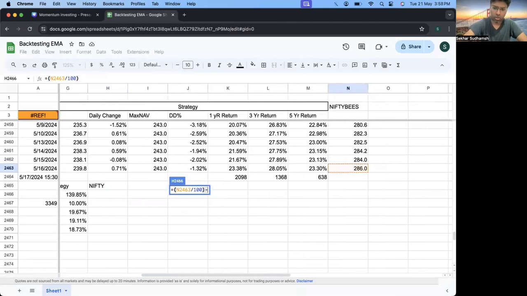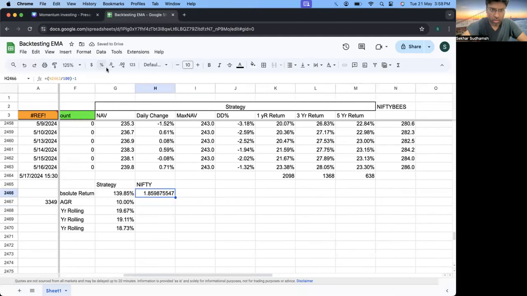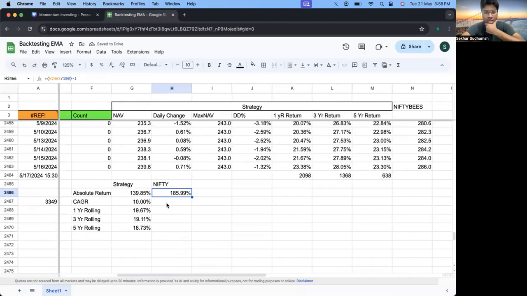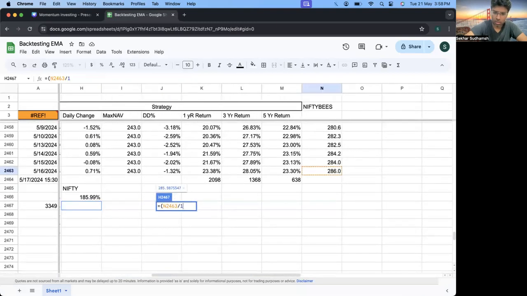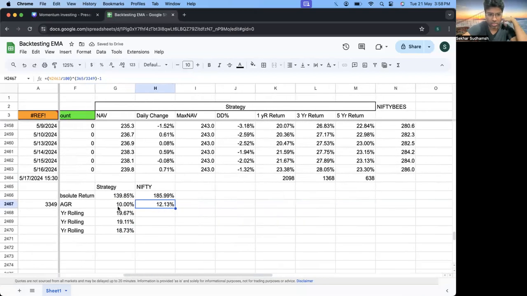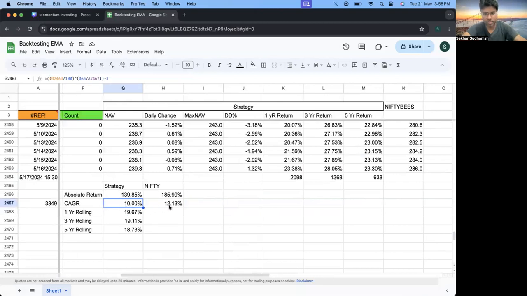And we'll go 800. So this is how the returns will look in absolute terms, 185.99%, much better than the absolute returns. But also let's compare the CAGR, which is nothing but equal to, and we'll need to annualize by dividing by the number of years. So the annualized return is around 12.13%, whereas for us it is around 10% in our strategy. Now let me also calculate 1-year, 3-year, and 5-year rolling returns.